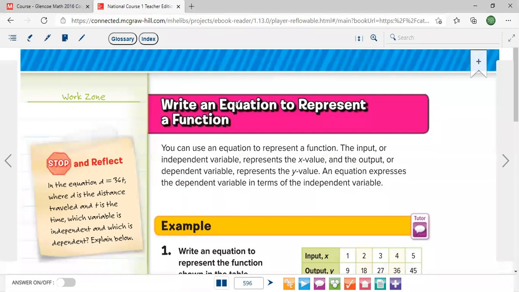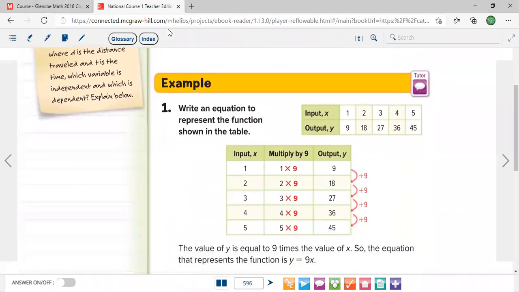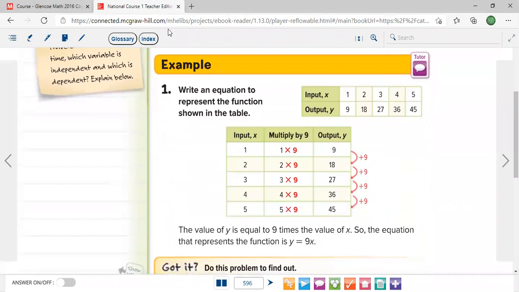How can we write an equation to represent a function? Of course, to write an equation, you need the relation between input and output, like I said before, position and value. So input x is like the position and output y, it's like the value. And you need to relate what is happening from 1 to 9, from 2 to 18, from 3 to 27, from 4 to 36, from 5 to 45. But the rule you are going to discover must work for all. So we discovered that it's multiplied by 9.